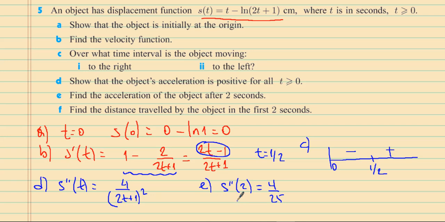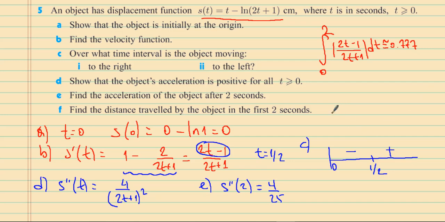Find the distance traveled by the object in the first 2 seconds. So here you have 2 ways. Either you can use the calculator with integration of the absolute value between 0 and 2. Integration of what? The velocity, 2t minus 1 divided by 2t plus 1. It's one way to do it. If you do it, the result, if I'm not mistaken, I did calculate with the calculator, is approximately 0.777. So 0.777 with the calculator, or you can go with the displacement.